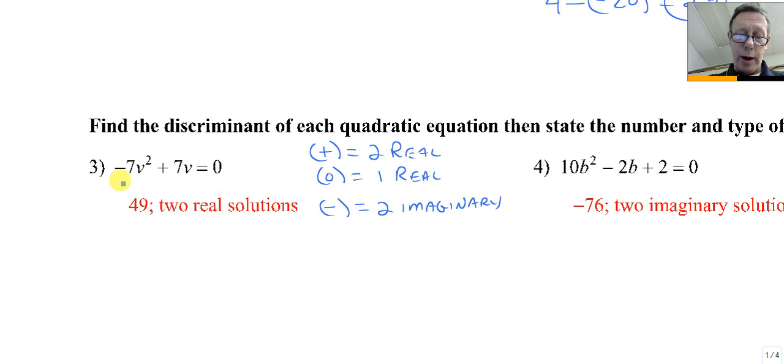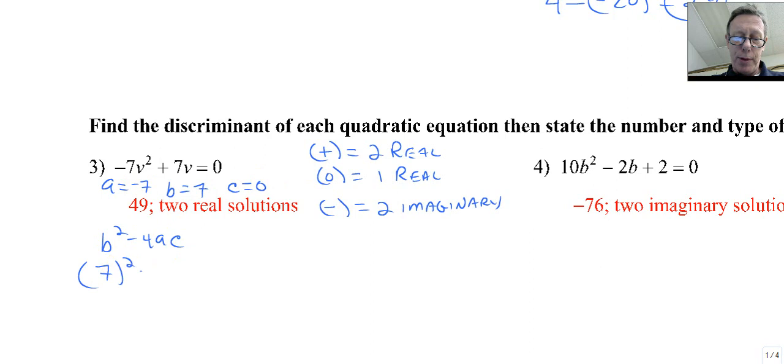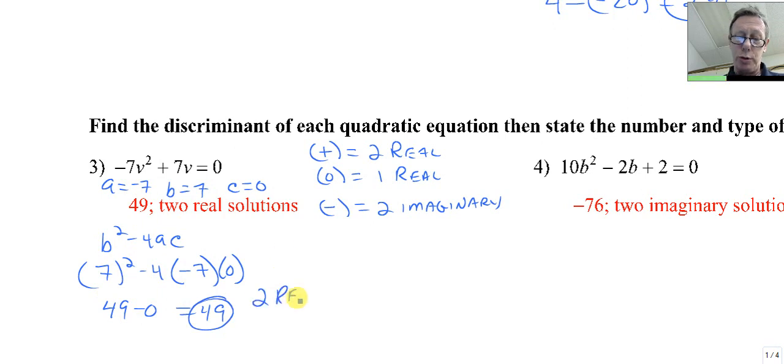Okay, so let's go ahead and find a, b, and c in this equation. A is -7. B would be equal to 7, and there is no constant term, so c is 0. b squared minus 4ac, that would be 7 squared, minus 4 times a, which is -7, times c, which is 0. So I would have 49 minus 0 is equal to 49. Okay, since the discriminant is positive, I'm going to have 2 real solutions. Next problem.